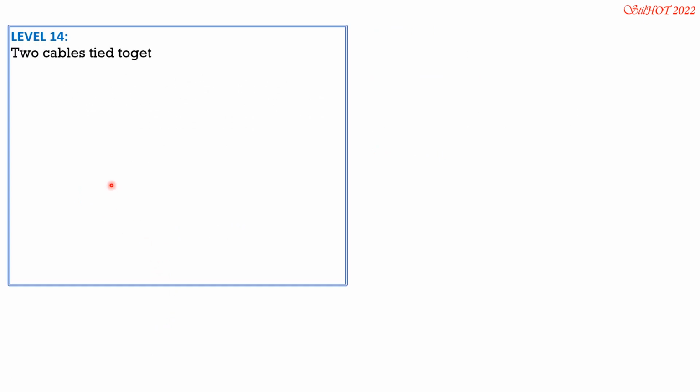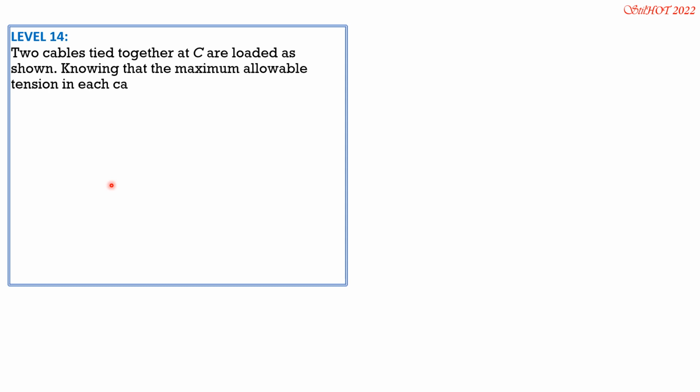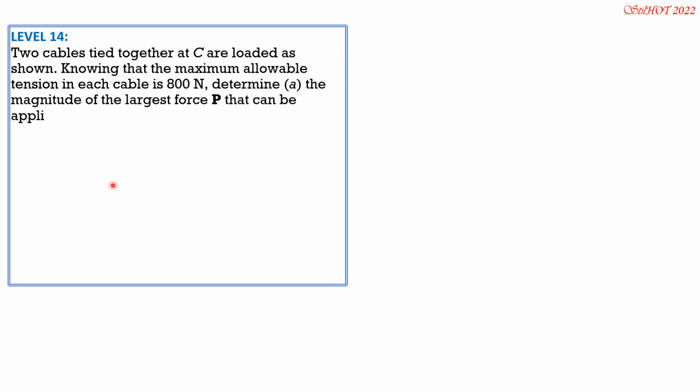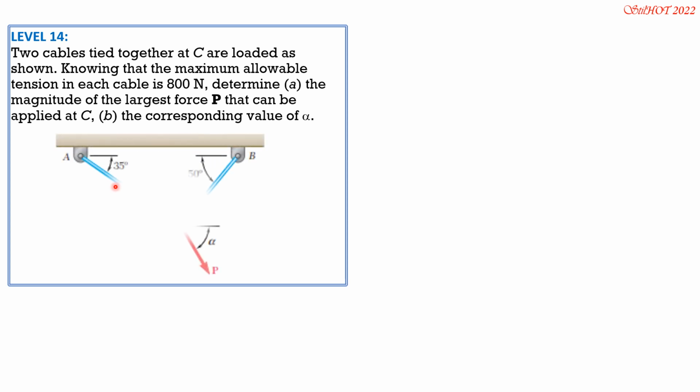Level 14. Two cables tied together at C are loaded as shown. Knowing that the maximum allowable tension in each cable is 800 newtons, determine the magnitude of the largest force P that can be applied at C, and the corresponding value of alpha. So we have P here, unknown, then alpha, unknown also. So the tension in each cable is limited to 800 newtons. So let's show it, 800 newtons, 800 newtons. The angle here is 50 degrees with horizontal. Then here it's 35 degrees.